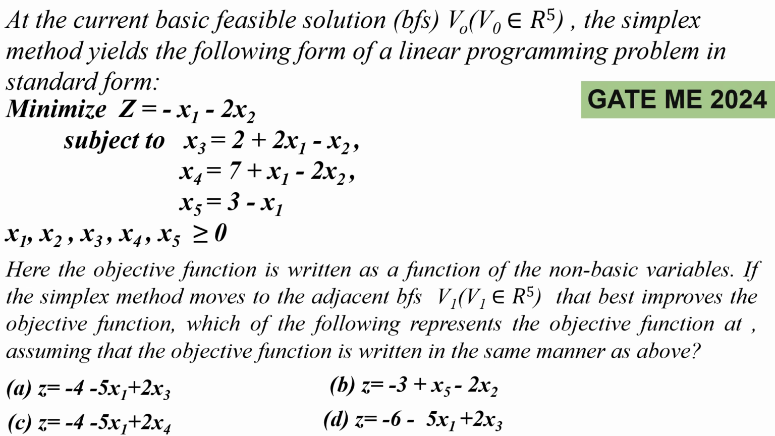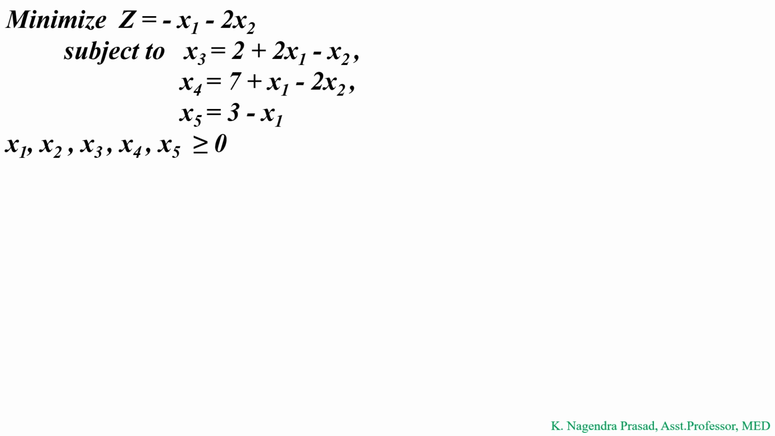This problem can be solved by the shortcut method or the conventional simplex method. In this lecture, we will solve this problem by the conventional simplex method. Let's see the solution. Here the objective function is a minimization model. Then you have to convert this minimization model into a maximization model by multiplying by minus 1. Then the objective function will become maximize z equal to x1 plus 2x2.